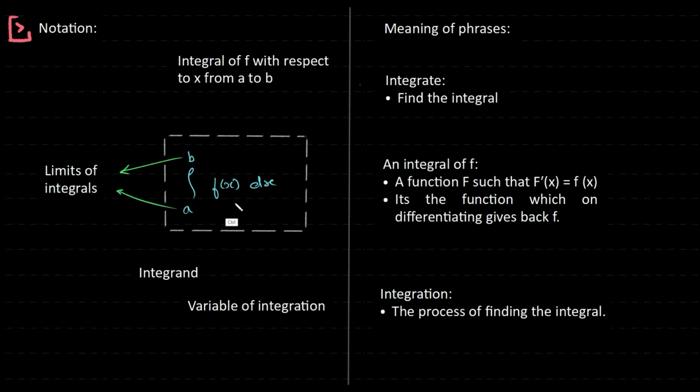Next, we have f of x, that is the function that is going to be integrated. So it is known as integrand. And the variable that this function depends on is your variable of integration. And as a whole, how do we read this? So this is read as integral of f with respect to x from a to b. So this should be very natural to you guys. It's similar to how we read the summation.